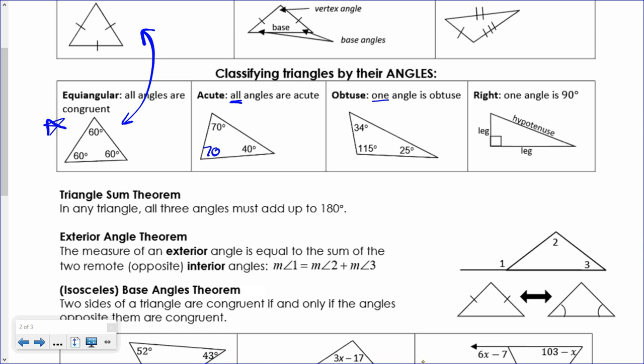And then obviously you guys know your right triangles, right? Do you guys remember what a hypotenuse is? You heard of that? Okay. Hypotenuse is the longest side in a right triangle, and it's across from the 90-degree angle. We're going to be talking about right triangles specifically in Unit 7.